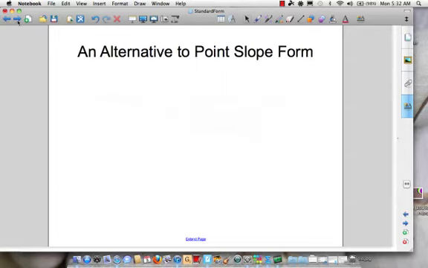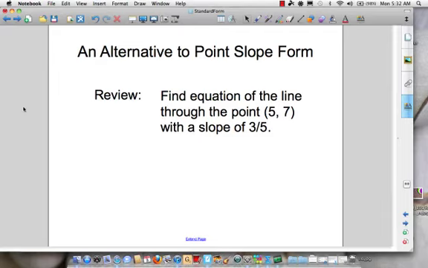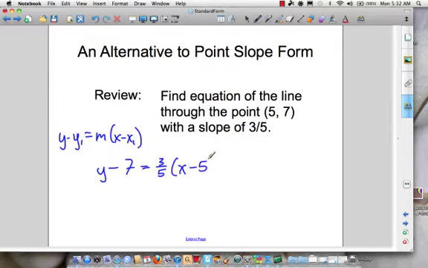Okay, now I'm going to show you an alternative to using point-slope form. So first, a little bit of review. If you need to find an equation through a given point with a given slope, the way we've done it so far is with point-slope form, which is y minus y1 equals m times x minus x1. So in this case, y minus 7 equals 3/5 times x minus 5. And you're done if you can leave your answer in that form, but since I just introduced standard form, I'm going to go ahead and show you how to put that in standard form.